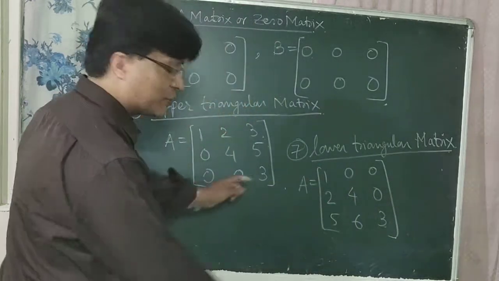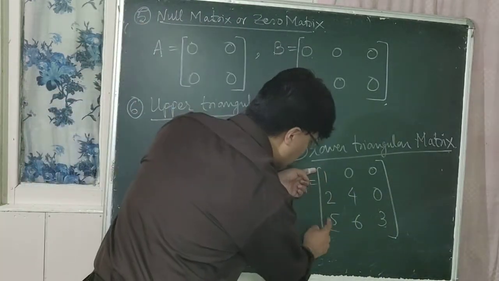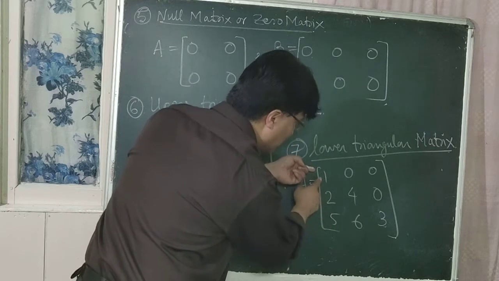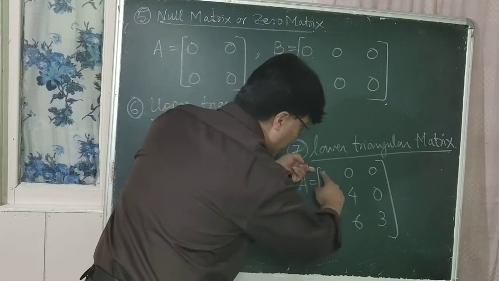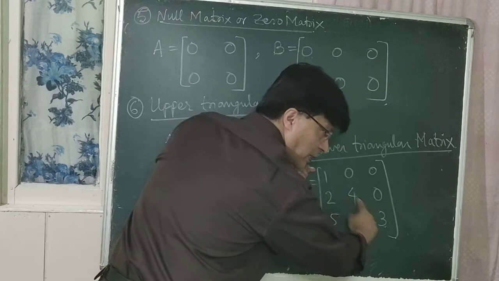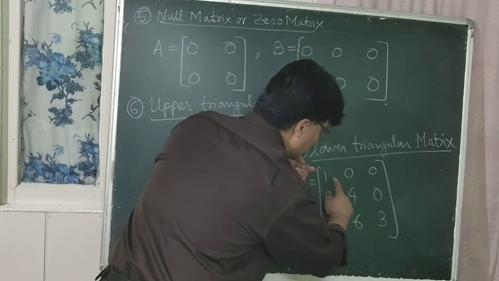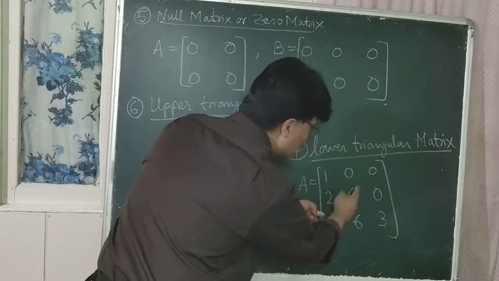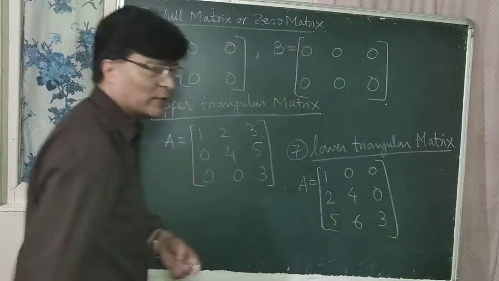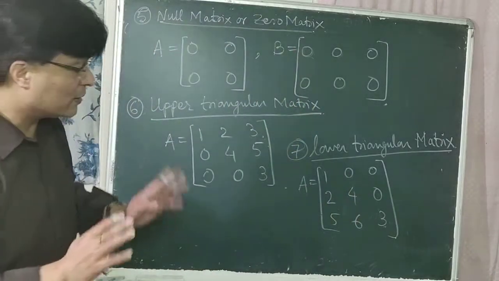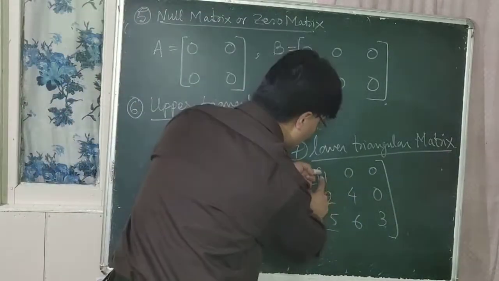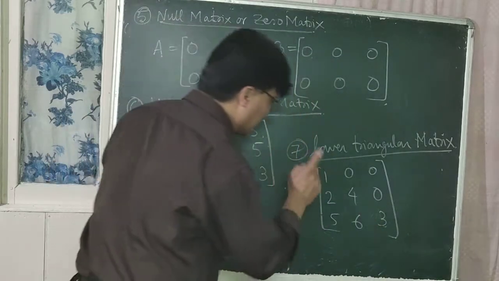Leading diagonal means in the first column, the first element is 1, then you have to go in this way, right? 1, 4, 3. This is known as leading diagonal. This is also a diagonal, 5, 4, 0 is also a diagonal. In a square there are 2 diagonals, isn't it? This 1, 4, 3 is known as the leading diagonal.